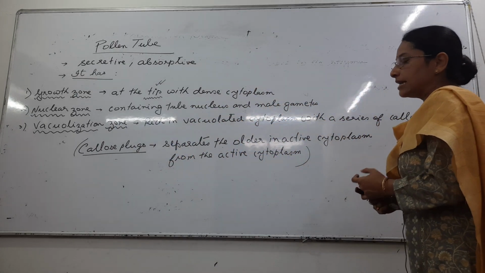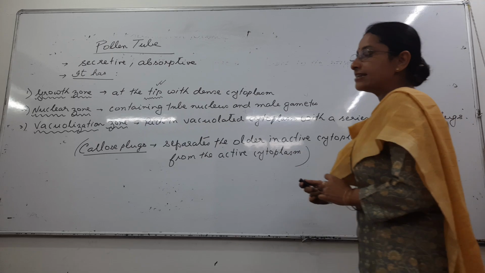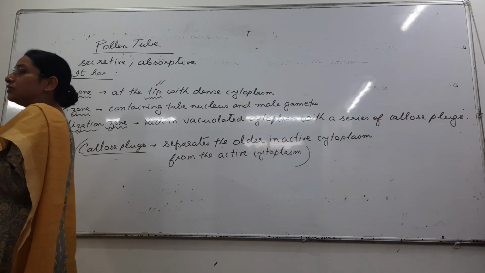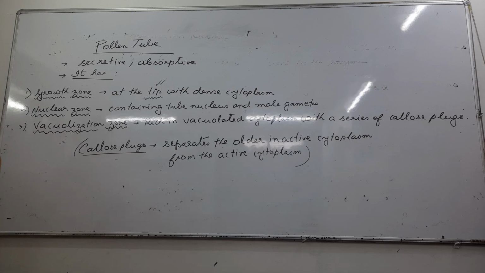And what is the function of the callose plug? It separates the inactive cytoplasm from the active one. And which part is considered as active cytoplasm? The part where the male gametes are present, along with the growth or apex.